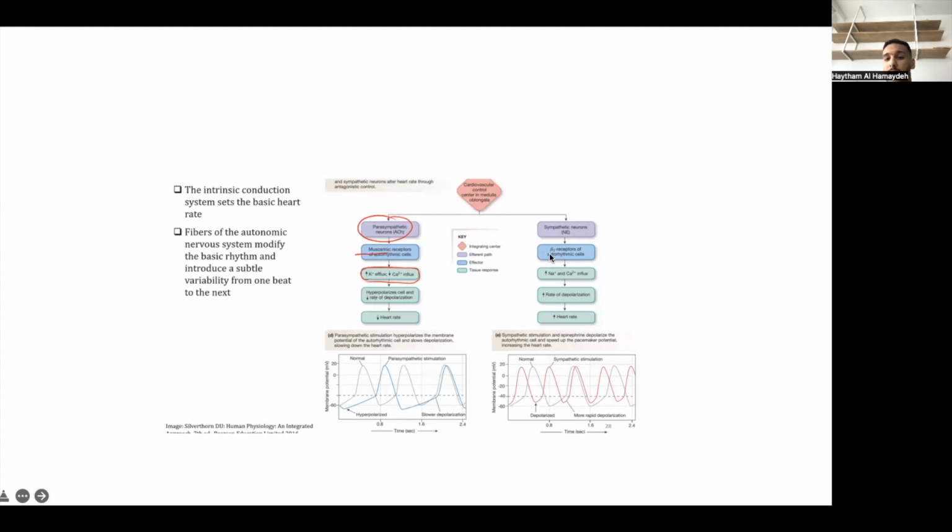Sympathetic, on the other hand, activates beta 1 receptors, increasing Na+ and Ca2+ influx. So more of the positive ions are inside, and the rate of depolarization increases. You can see here, the rate of depolarization increases, heart rate increases. That's how they function. Okay, we need to know those pathways.